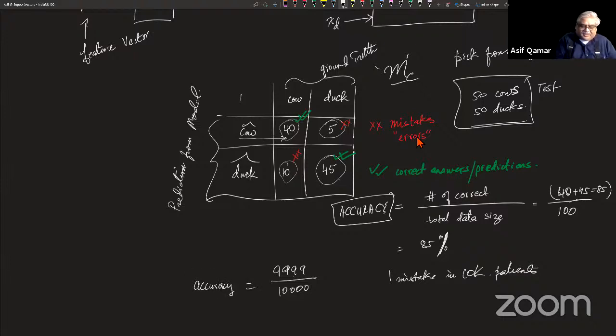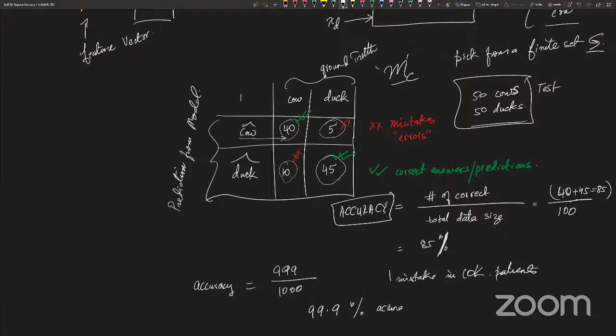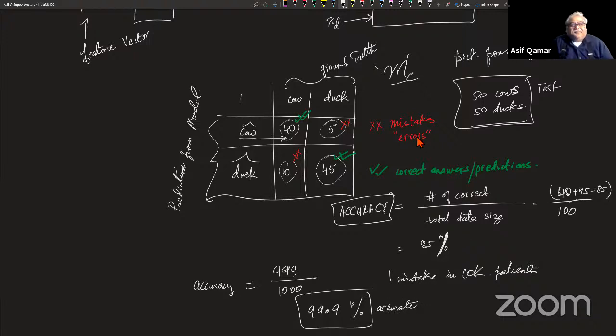Accuracy, again, is correct over total. What is that coming out to be, guys? So it will be 99.9% accurate. Do you see this, guys? Right? But does it mean anything? It doesn't mean much, because this model entirely missed the one person whose life is at risk.